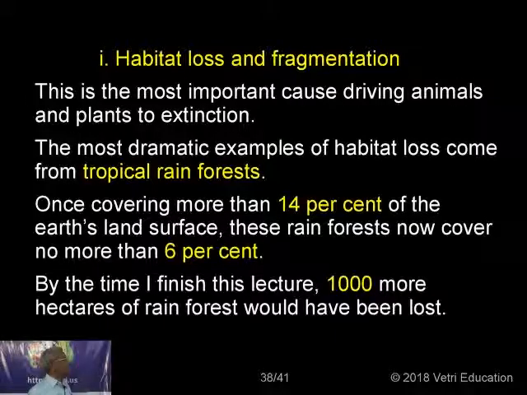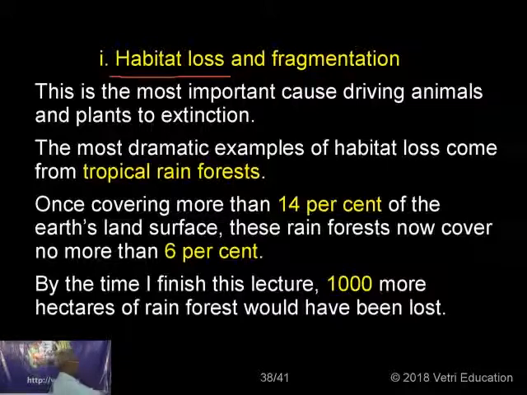First one, habitat loss and fragmentation. This is the most important cause driving animals and plants to extinction. This is the first reason. The most dramatic examples of habitat loss come from the tropical rainforest. Once covering more than 14% of the Earth's land surface, these rainforests now cover no more than 6%.